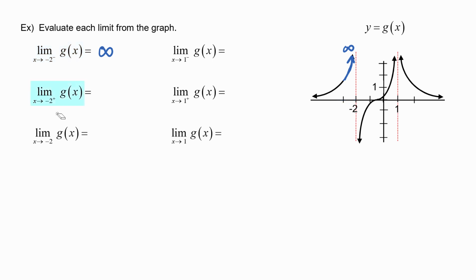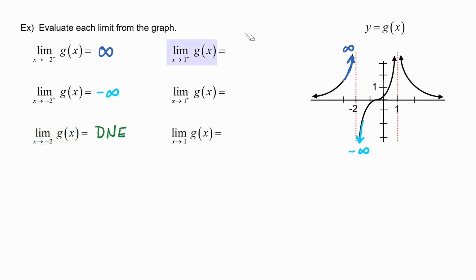The limit as x approaches negative 2 from the right of g of x: coming into negative 2 from the right, the y values are heading down to negative infinity. So that means the limit is negative infinity. And then the two-sided limit as x approaches negative 2 of g of x, since these two values are different, and in fact they both don't exist, this is a DNE. This limit does not exist.